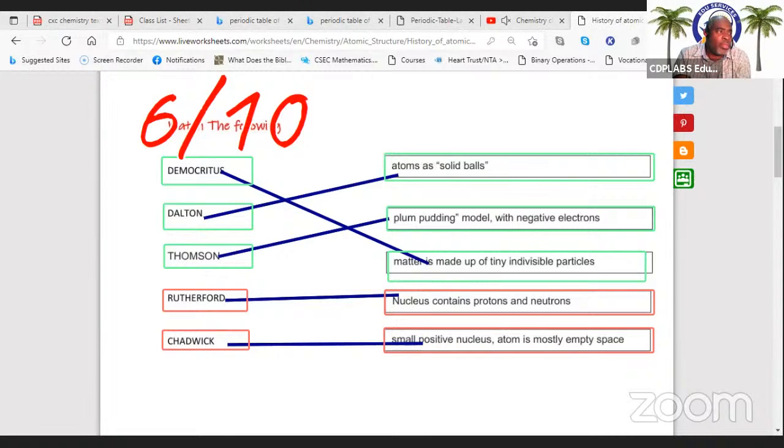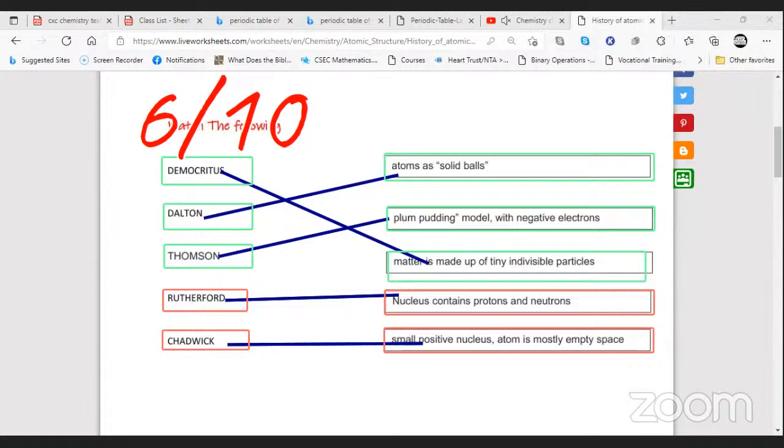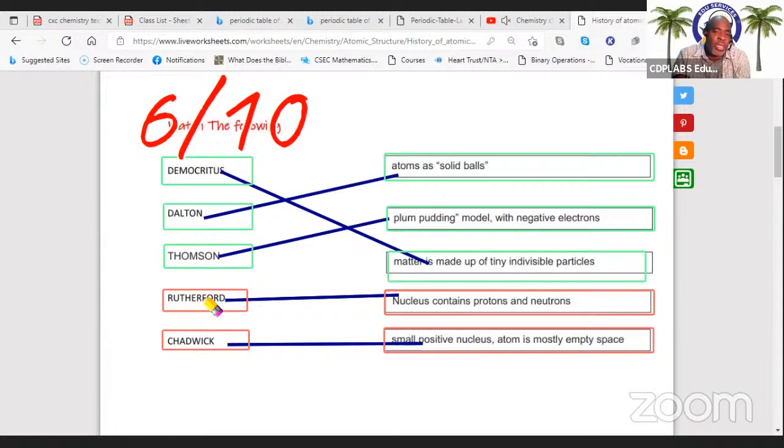When you finish writing, let me know, please. Write off the correct answers here and make the corrections here and have it down as notes. Did you hear that?